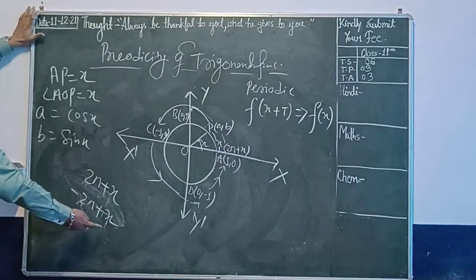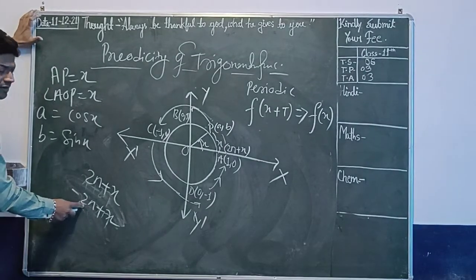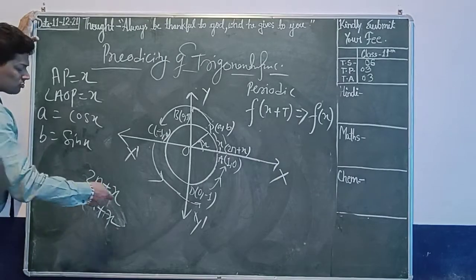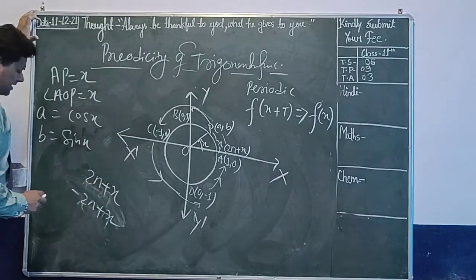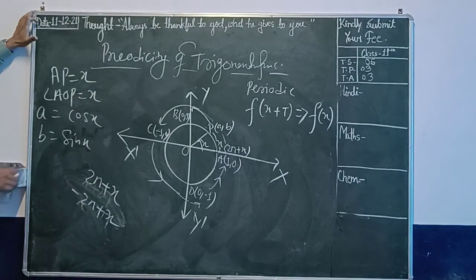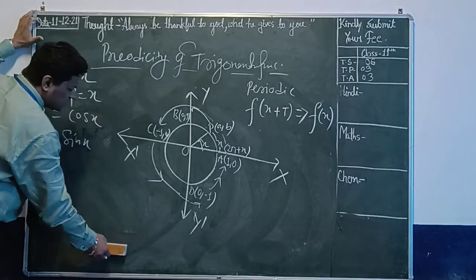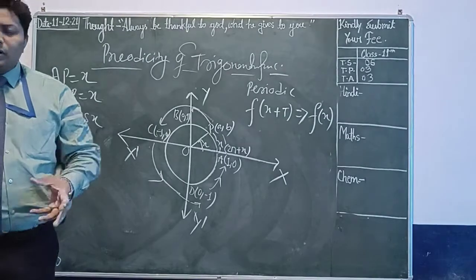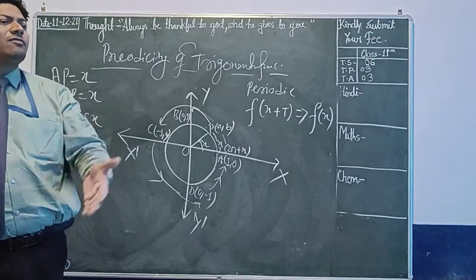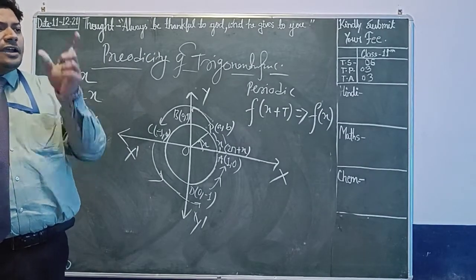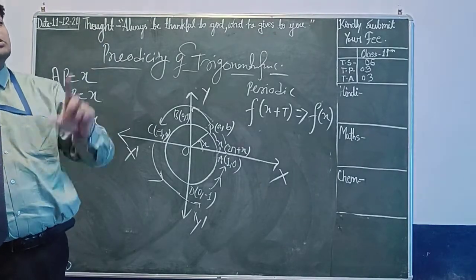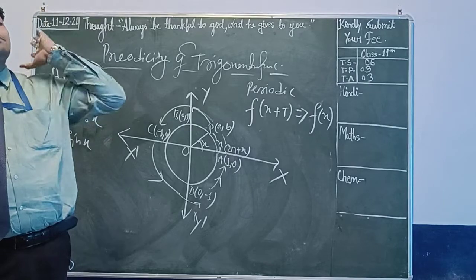Is it clear? x minus 2 pi is also written in the form of minus 2 pi plus x, and x plus 2 pi is also written in the form of 2 pi plus x. So both are right. Now if it completed one revolution, if it started from point P and again came back to the point P, it means it has completed 2 pi plus x.